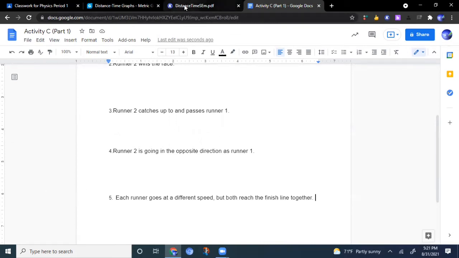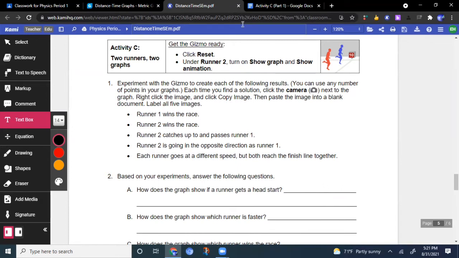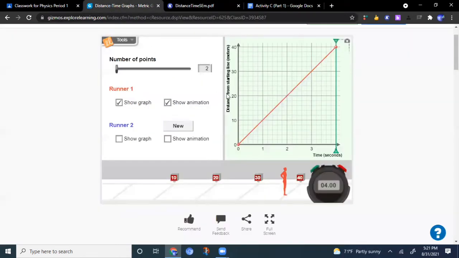Okay. The first one is where runner 1 wins the race. Now, in order for runner 1 to win the race, runner 1 needs to have gone farther in the same amount of time. The time interval would be 4 seconds. So let's create something like that. Runner 1 is going to be in red, and runner 2, we're going to click on runner 2. I'm going to show the animation, but I'm not going to show the graph, okay?